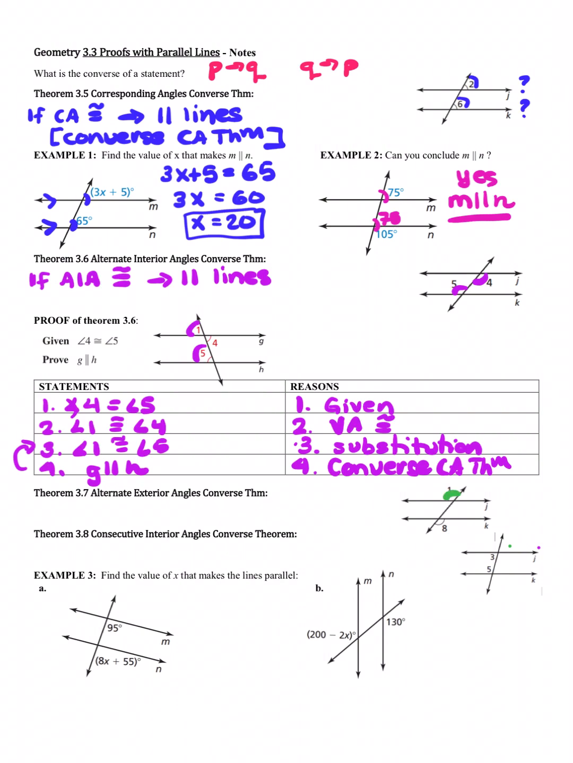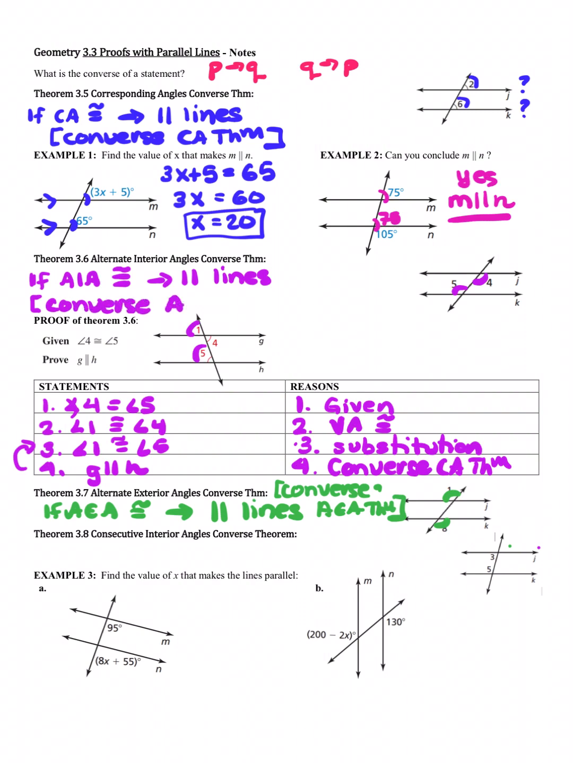This one, notice here we have our alternate exterior, and they are marked as congruent. So if your alternate exterior angles are congruent, then we know we have parallel lines. And again, I would abbreviate this one. So I should have written this a little smaller. Converse of the AEA theorem. And I guess I should have written that above up here. I would label this the converse of the AIA theorem. There we go.